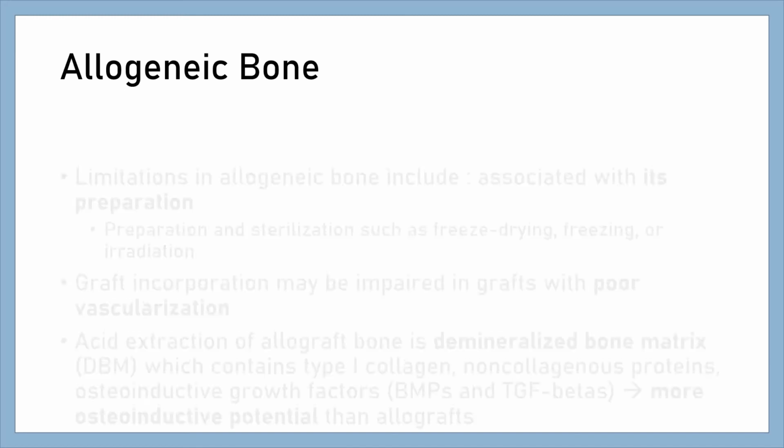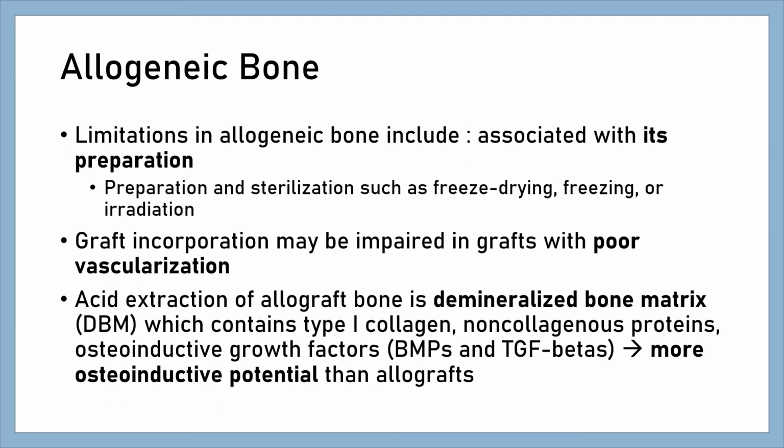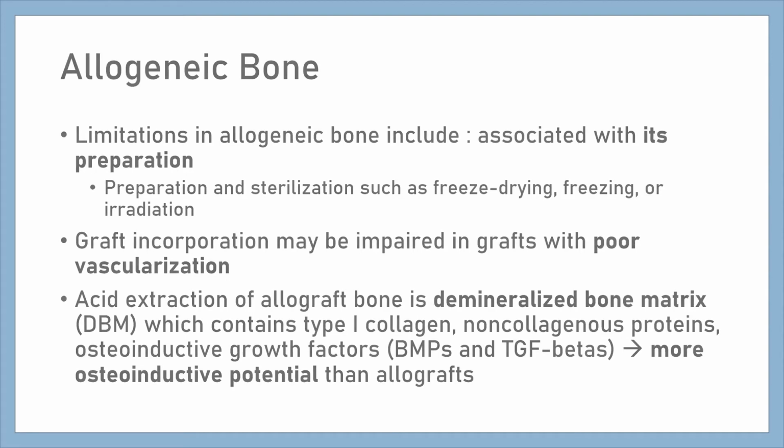Allogenic bone. Limitations in allogenic bone include those associated with its preparation and sterilization, such as freeze-drying and freezing or irradiation. Graft incorporation may be impaired in grafts with poor vascularization. Acid extraction of allograft bone yields demineralized bone matrix, or DBM, which contains type 1 collagen, non-collagenous proteins, and osteoinductive growth factors: BMPs and TGF-betas. It has more osteoinductive potential than allograft.